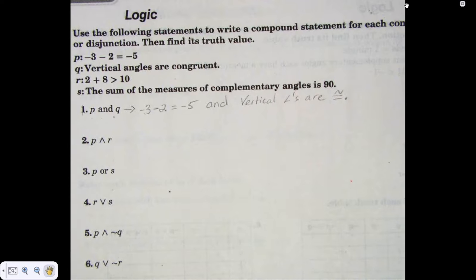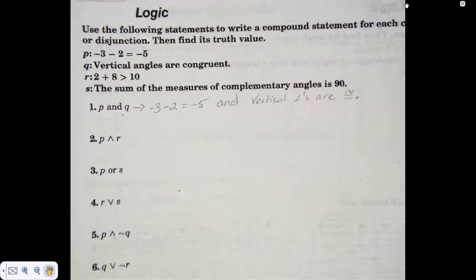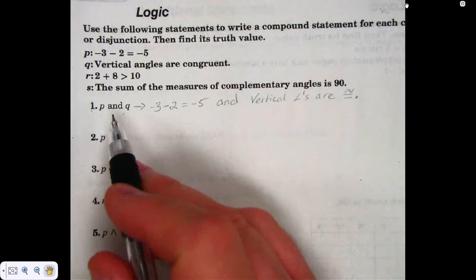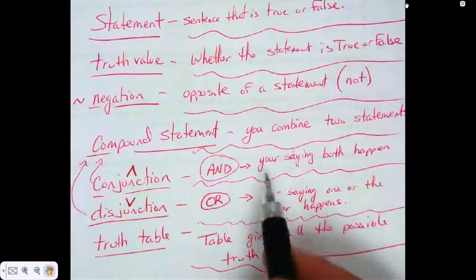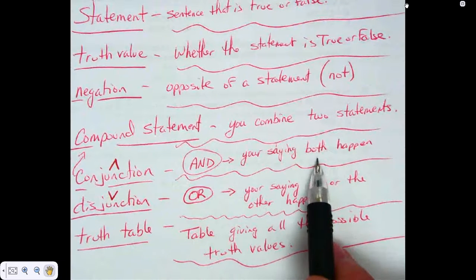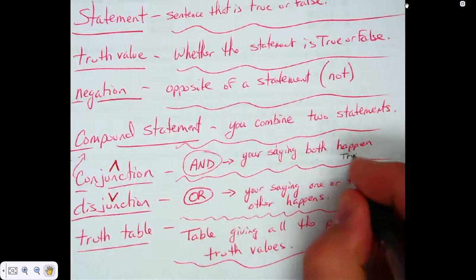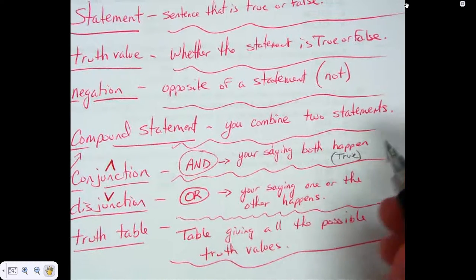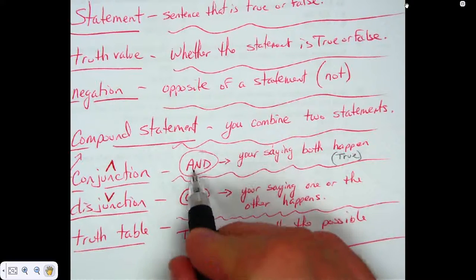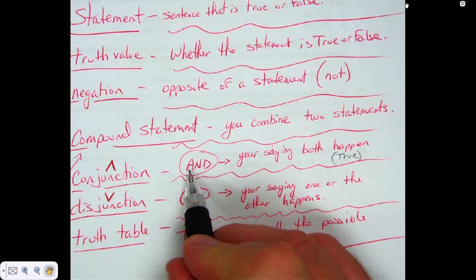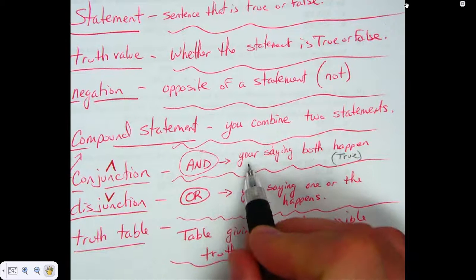Now, if you'll look at the definition of a conjunction, what am I saying? You're saying both happen, or I could say both are true. So for a conjunction to be true, both parts have to be true.